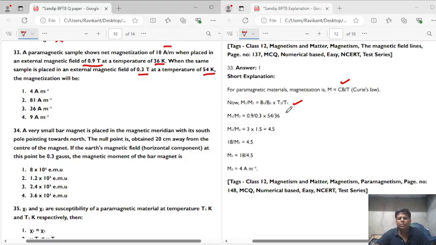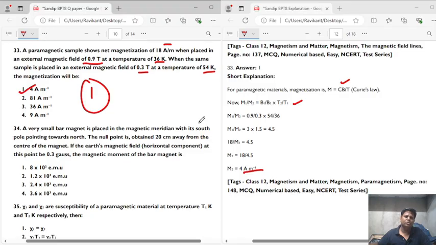Putting all the values over here and calculating for M2, we get M2 as 4 ampere per meter. So the correct answer for this question number 33 is 4 ampere per meter. That is option 1. So option 1 is the correct answer for question number 33. Simply remembering the formula, that is M is equal to CB by T, and applying the proportionalities over here and putting the value, we get M2 is equal to 4 ampere per meter, right?